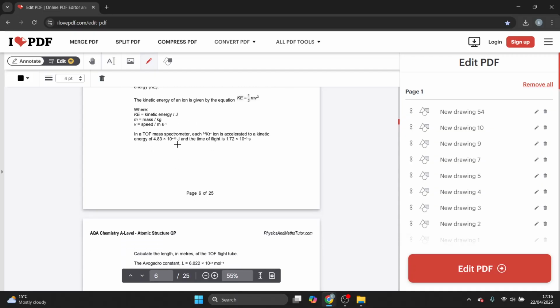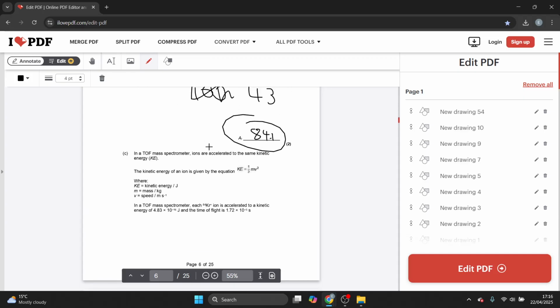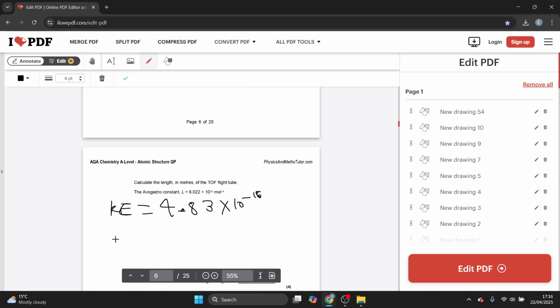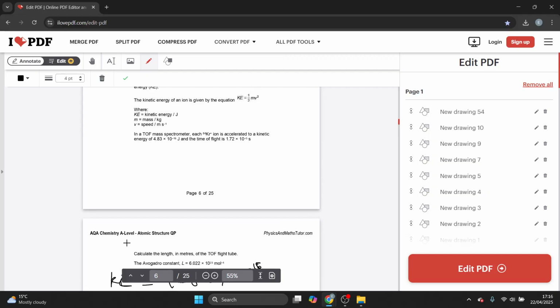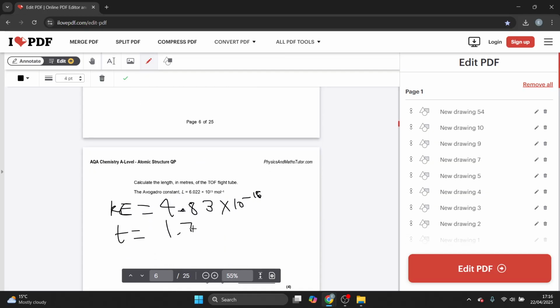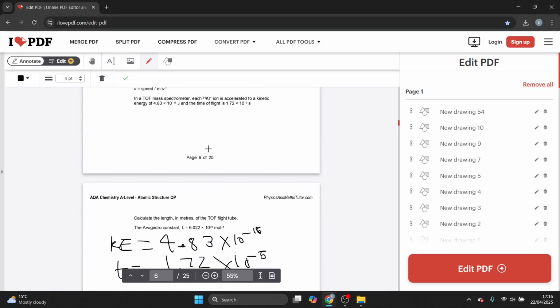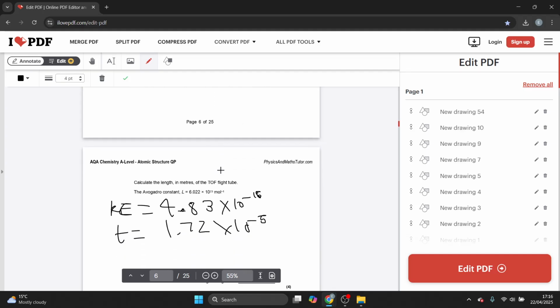So each ion is accelerated, kinetic energy KE equals 4.83. This is what I would do if I knew exactly what to do, but in this case I'm not fully sure. So I'm going to write down everything, label everything, like in a maths exam. If you've got a formula, you're going to label which parts of the formula you have, to find out which unknown you want to find.